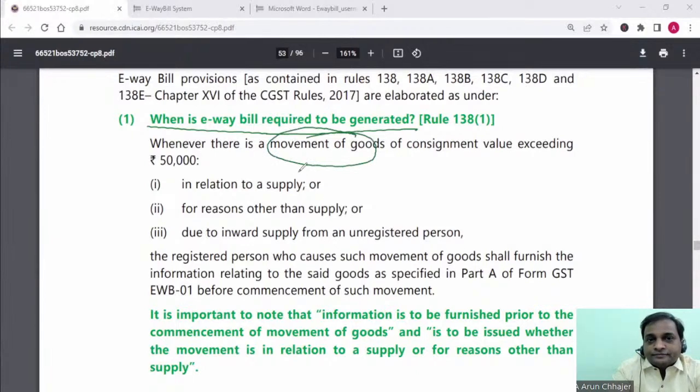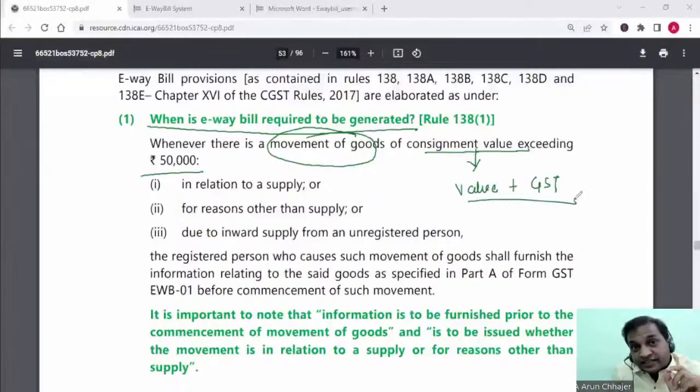If the movement of the goods has a consignment value exceeding 50,000. What is the meaning of the consignment value? Consignment value means the value of goods or services plus GST. The consignment value means including GST. I hope you can correlate and compare.